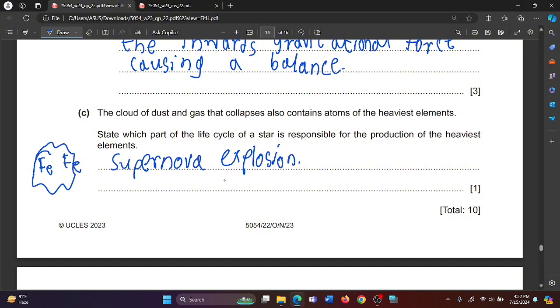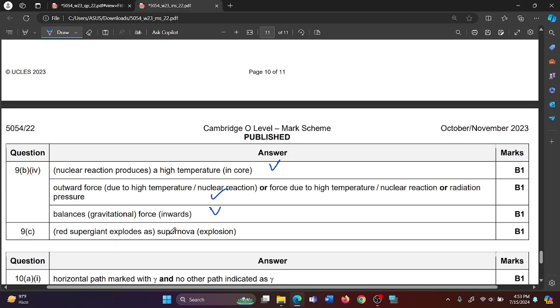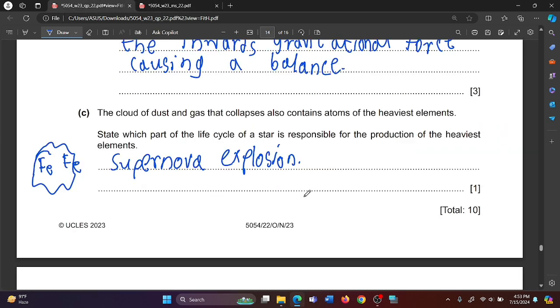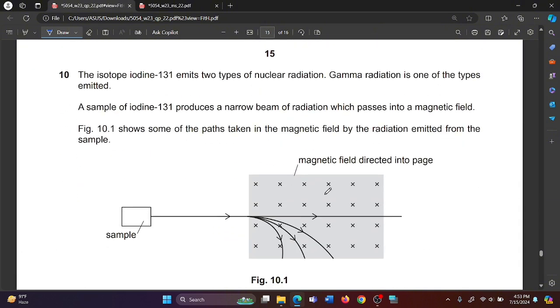So when there is a supernova explosion, all the heavier elements from the core of a dying star are exploded and spread into space, which then further joins an interstellar cloud where there are other elements along with the heavier elements. Thus, this is the answer. Let's look at the mark scheme. Yes, the mark scheme says supernova explosion. So we got this mark. Let's move on to the final question of the part.